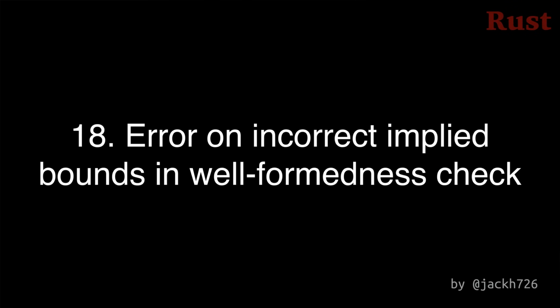Number 18. When there are incorrect implied bounds in the well-formedness check, an error is now emitted. This is super vague, and I couldn't find a great way to explain it, so there's a link in the description below if you want more details.